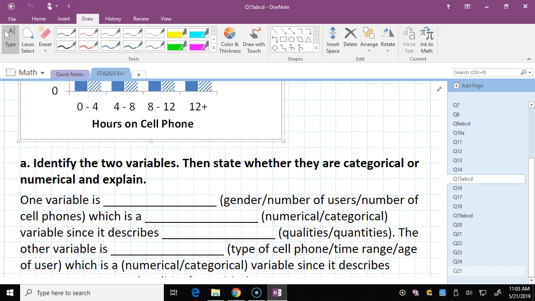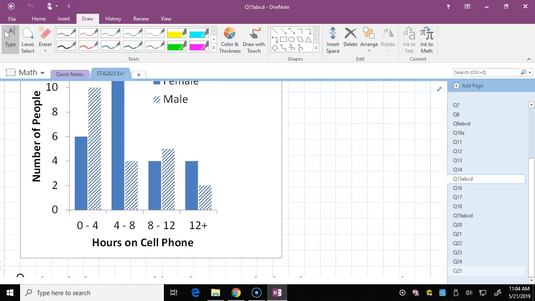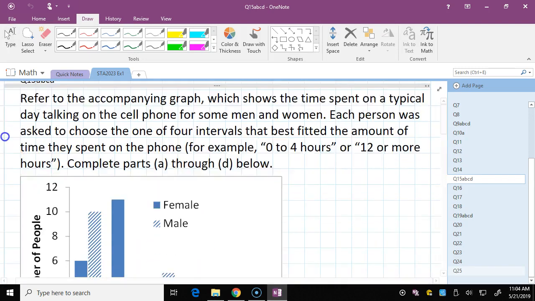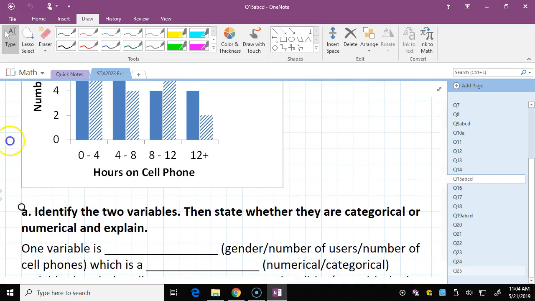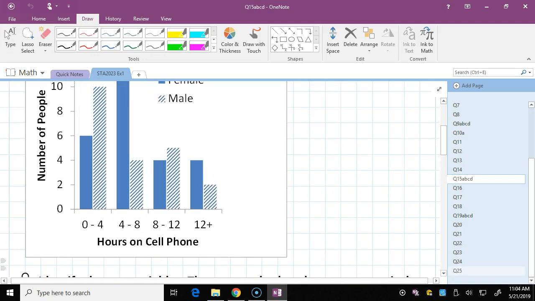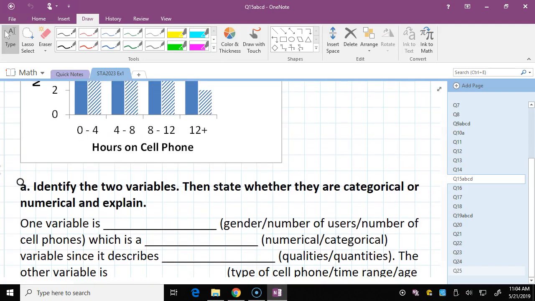So for your first drop down, it says one of our variables is gender, number of users, number of cell phones. It's gender. Because the number of users, that's not what this chart is about. We have number of people, but that's not one of our variables. That's like the frequency. So frequency is never a variable for us. And the number of cell phones just goes along with the number of people. But down here, this is all about the hours on the cell phone. So you got to throw that guy out. Number of cell phones, again, that's kind of like your frequency.